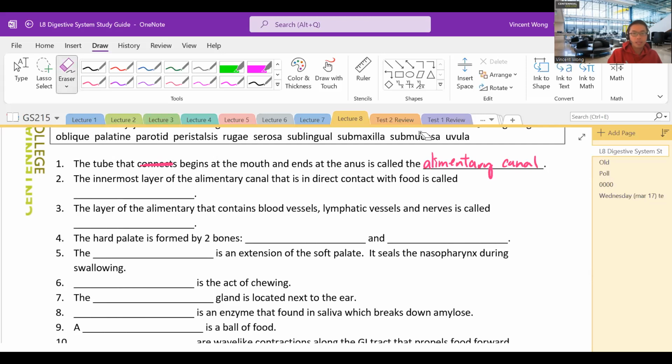The innermost layer of the alimentary canal that is in direct contact with the food, mucosa. The layer of alimentary canal, sorry with all these mistakes, that contains blood vessels, lymphatic vessels, and nerve is called the submucosa.